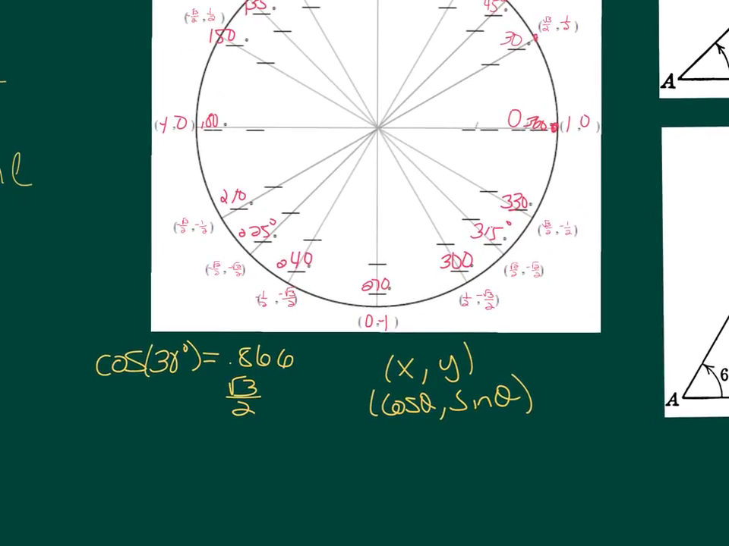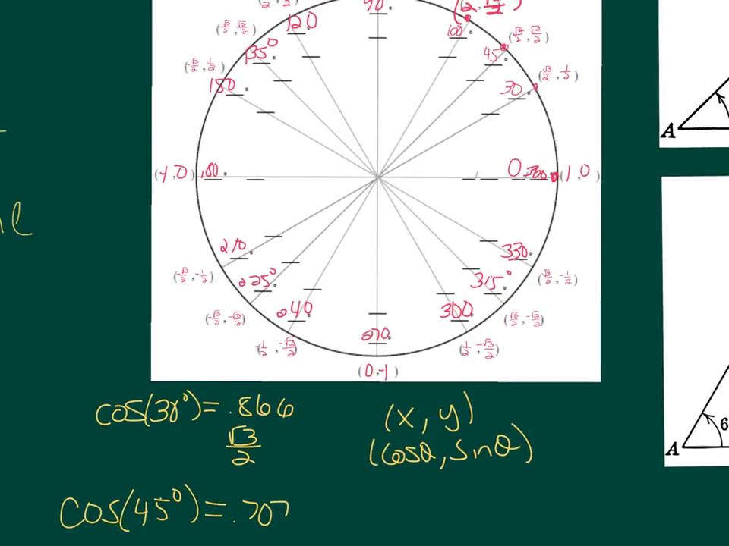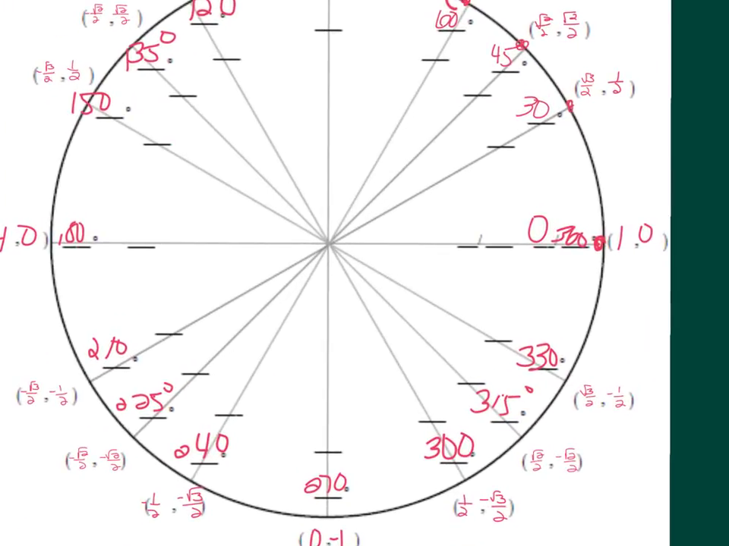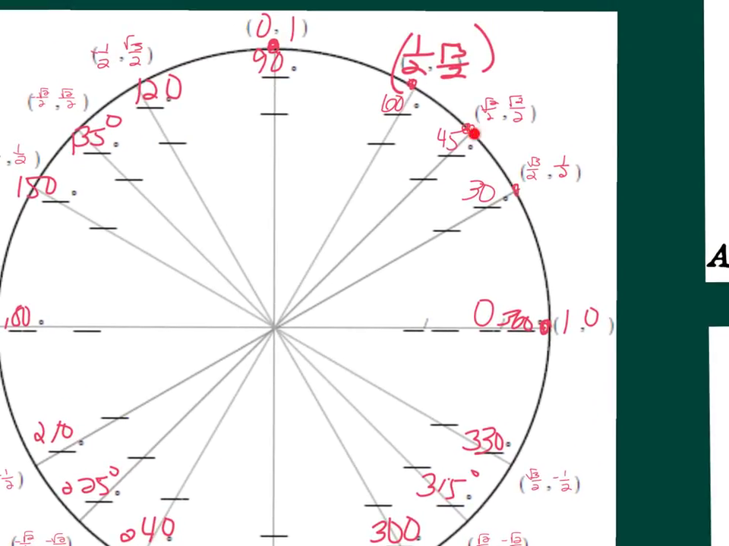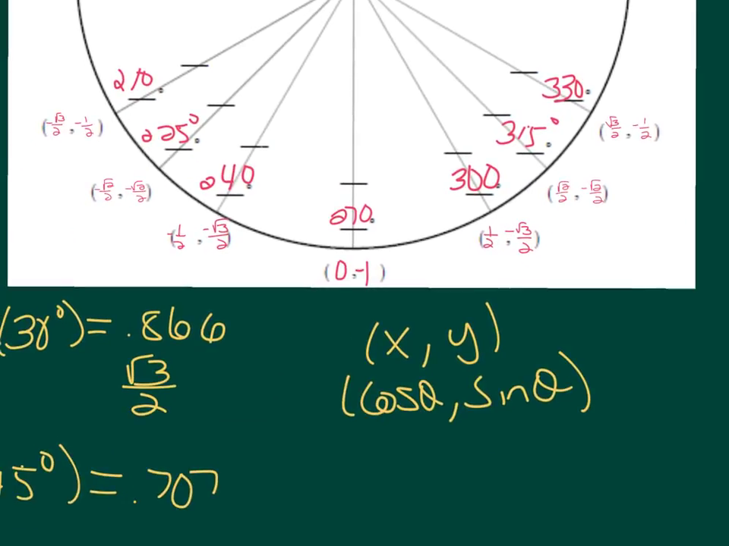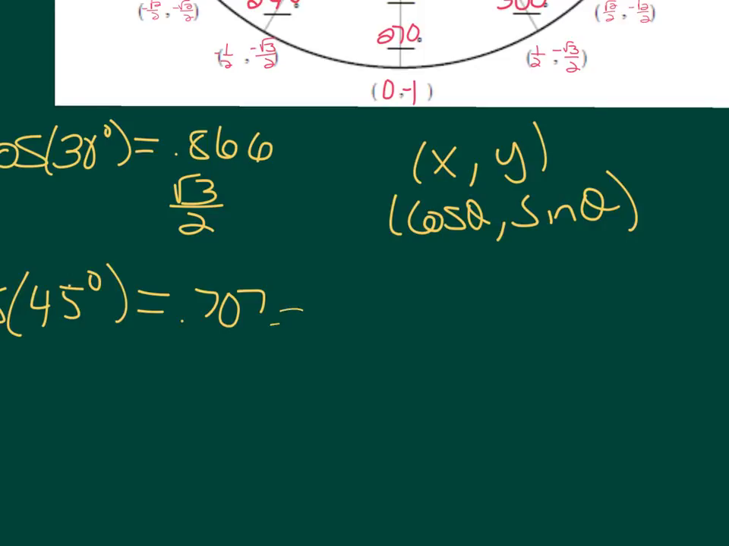And the same thing if you were doing cosine of 45 in your calculator. Obviously you wouldn't see radical 2 over 2, you're going to see 0.707. If you look at the unit circle, we just figured out that cosine of 45 degrees would be radical 2 over 2. So that's why I told you that 0.707, just memorize that it's radical 2 over 2.